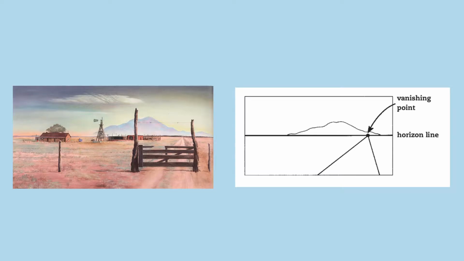Compare this diagram with the actual painting. Find the vanishing point, the place where the 2 edges of the road come together, in the painting. This occurs at the horizon line.